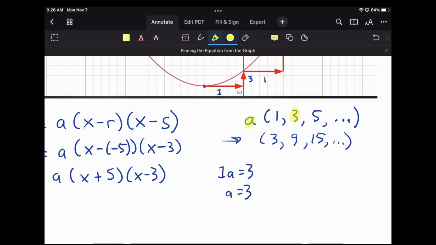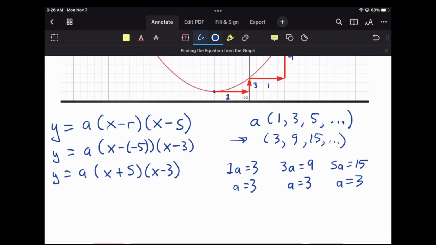A times the second step of 3 is going to equal 9. So let's take a look. A times 3, or 3a, is equal to 9. Divide each side by 3, we see that a is equal to 3. So far so good. Let's still do our final calculation just to make sure this holds true. A times 5 is equal to 15. So 5a equals 15. Divide both sides by 5. A equals 3. So we've done more than enough work here to prove that a is equal to 3.